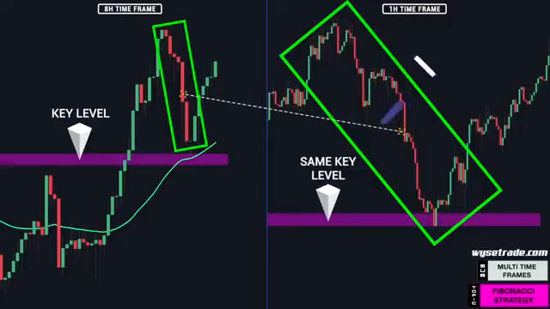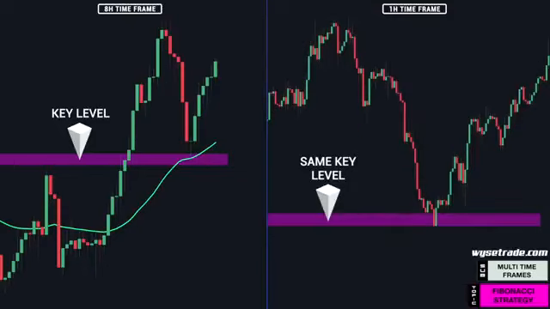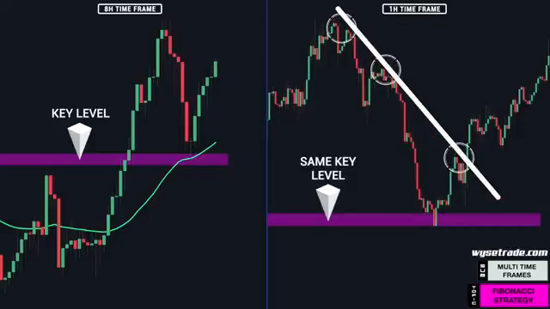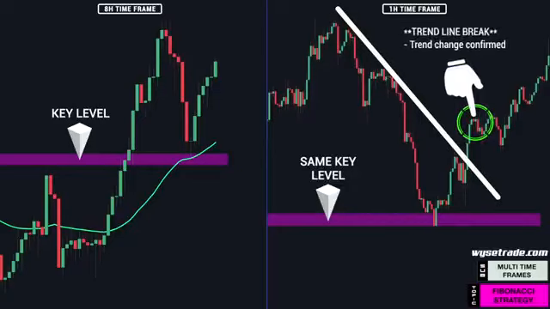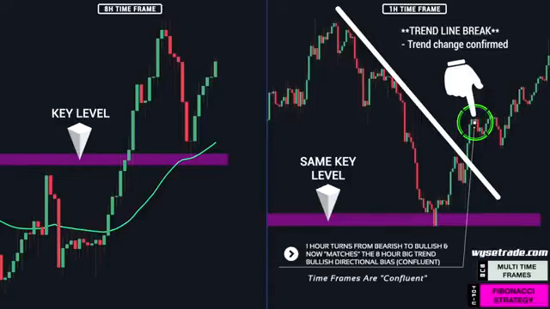Again, we are looking on the 1-hour time frame in this downtrend for price action that signals a trend change from a downtrend to an uptrend. And here it is. On the 1-hour time frame, we can easily place a trend line connecting these swing highs because again, on this time frame, we can actually see the swing highs and swing lows. And once you had the trend line break, this was your trend change confirmation. The 1-hour time frame turned from bearish to bullish and matches the 8-hour time frame big picture bullish directional bias.